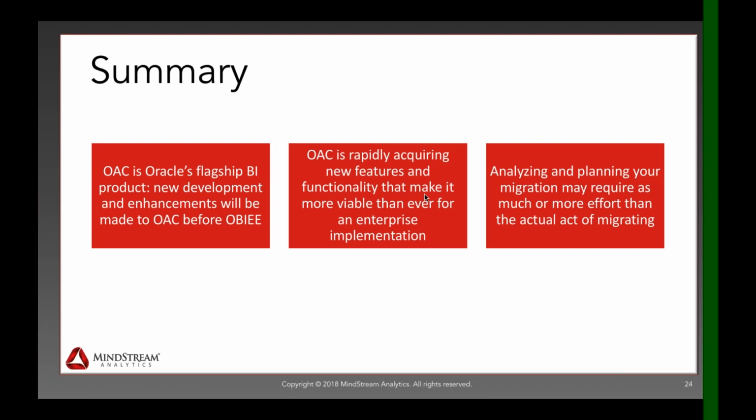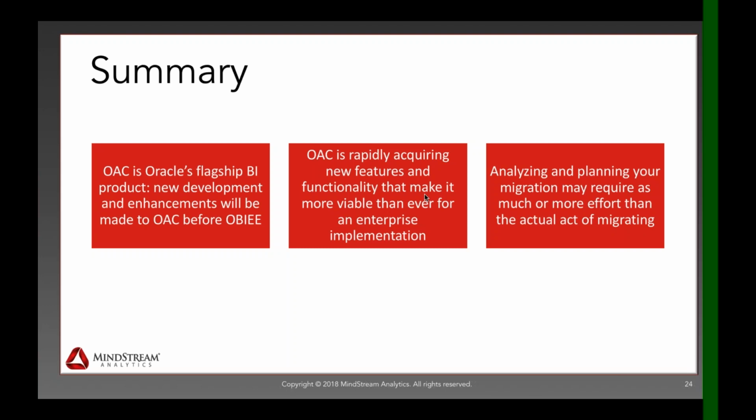The second point ties into that: OAC is rapidly acquiring new features and functionality that make it more viable than ever for an enterprise implementation. It's really important because, especially early on, OAC, deservedly so, built a reputation of not quite being ready for that enterprise level of implementation yet. But over the last year, between being able to access on-prem sources and being able to use on-prem authentication, this really makes OAC a strong candidate to be an enterprise BI tool.